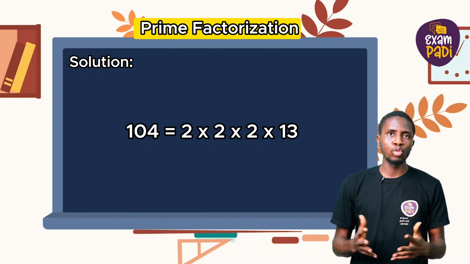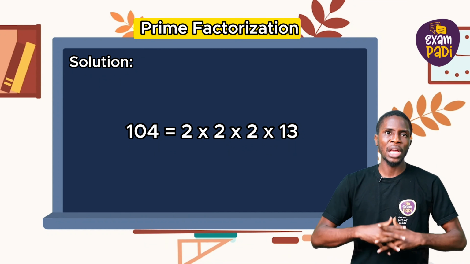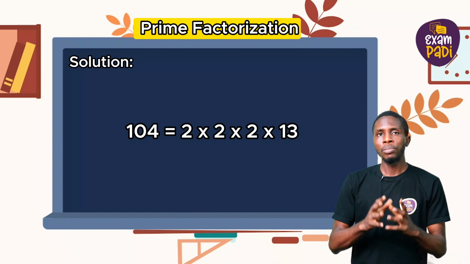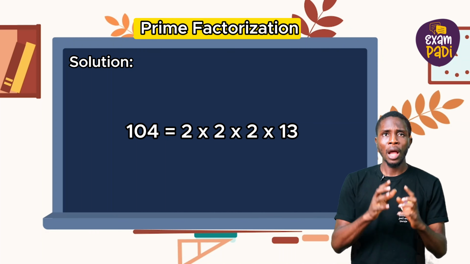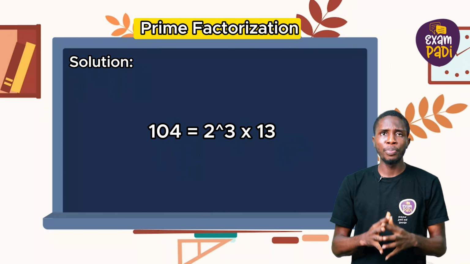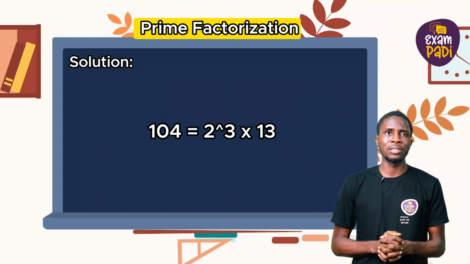2 multiplied by 2 multiplied by 2 multiplied by 13. That will give us 104. But that is not where we are going. Our prime factors there are 2 raised to the power of 3 multiplied by 13.